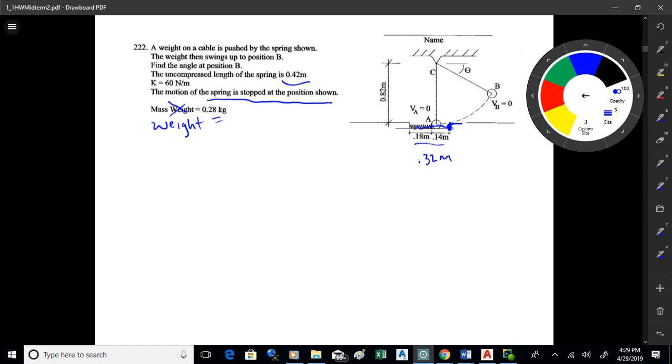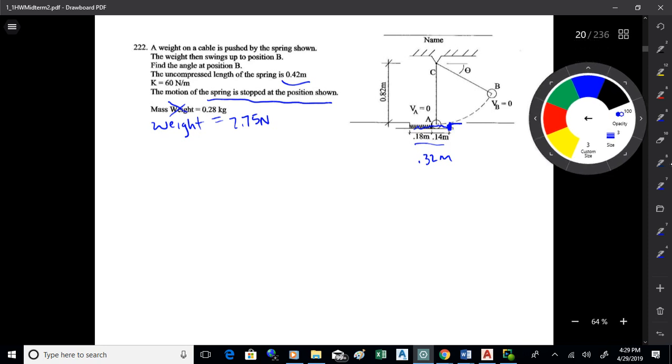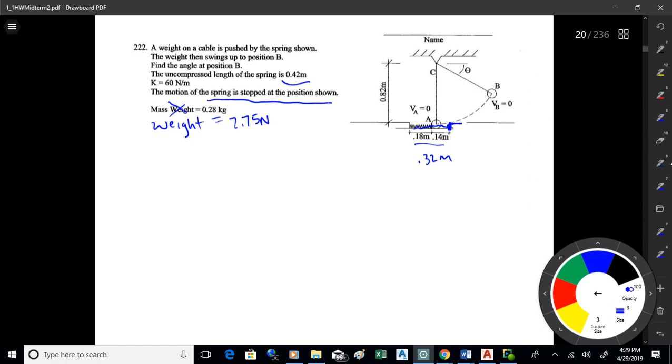That's 2.75 newtons. All right, so what you want to do on this one is a similar kind of analysis here. Now, what you're really going to solve for on this one, even though the callout there is for the angle, I think really what you want to solve for is the height at B. If you've got that, you can work your way into the angle. But you need to get that height at B.